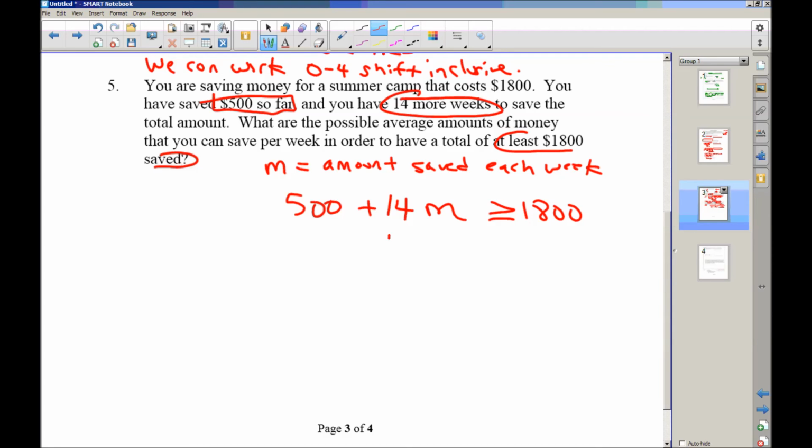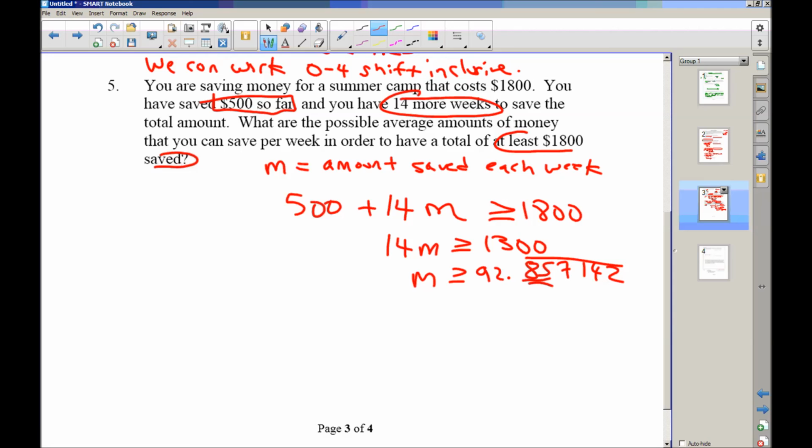Okay, so first I'll subtract 500 from both sides, and it'll give me 1,300. And then I'll divide both sides by 14. And 1,300 divided by 14 makes about 92.857142 with a bar. Okay, now that doesn't make any sense in terms of money. So we're going to need to save at least $92.86. We'll round to the nearest penny there. Okay, we only need 2 decimal places to get to pennies.